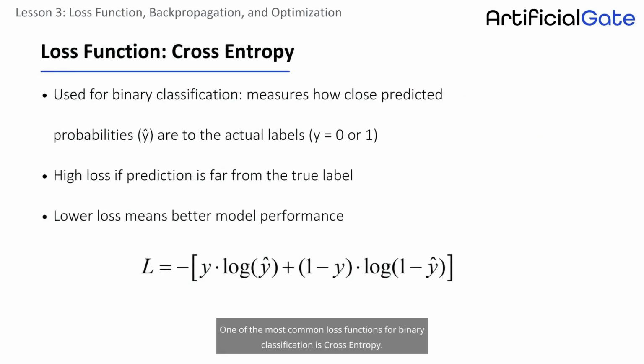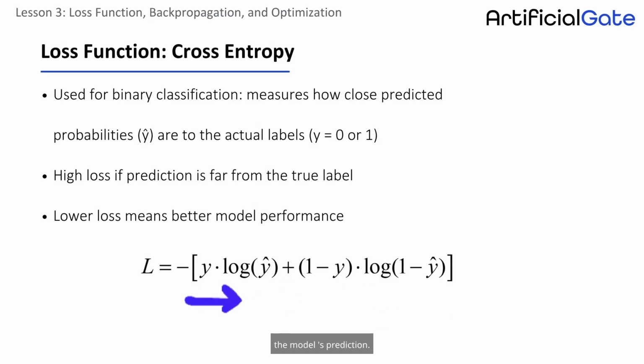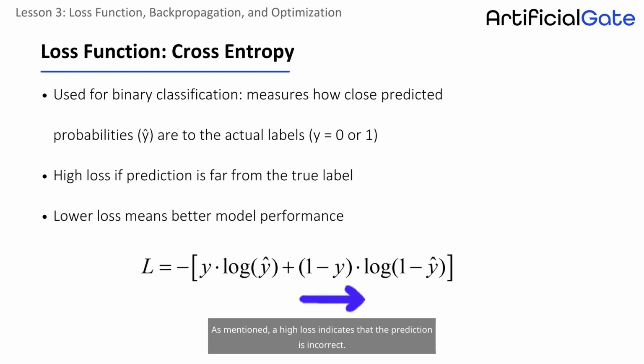One of the most common loss functions for binary classification is cross-entropy. Its formula looks like this. The letter y represents the true outcome, for example 0 or 1, and y hat is the model's prediction. As mentioned, a high loss indicates that the prediction is incorrect. We want to minimize the loss and thereby improve the network's predictions.